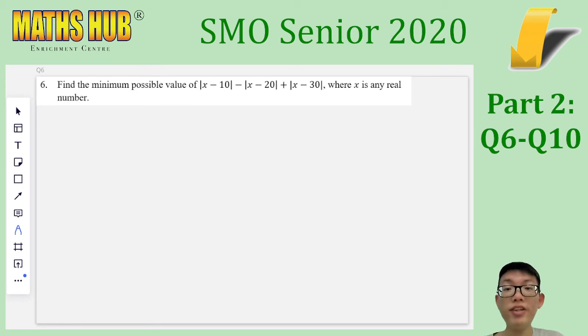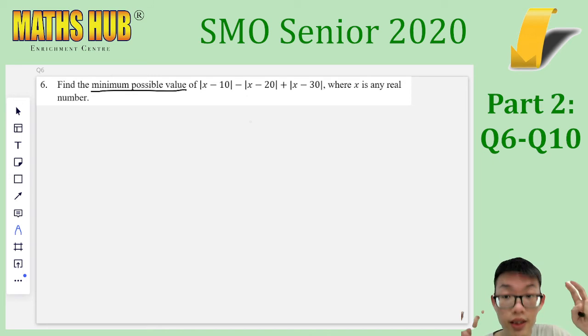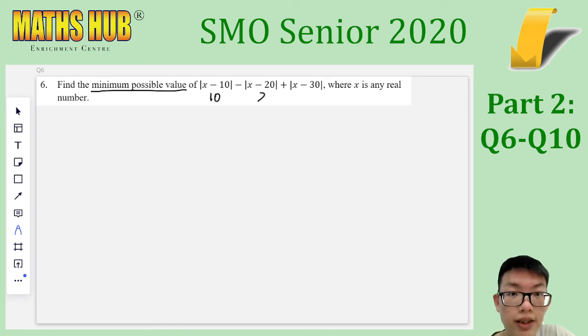The one saving grace here is that we are not really asked to find solutions to an equation. We are only asked to find the minimum possible value. Finding the minimum possible value turns out to be quite simple if we understand how these kind of graphs look. x minus 10, x minus 20, and x minus 30 inside absolute values means that they turn from negative to positive at 10, 20, and 30 respectively.